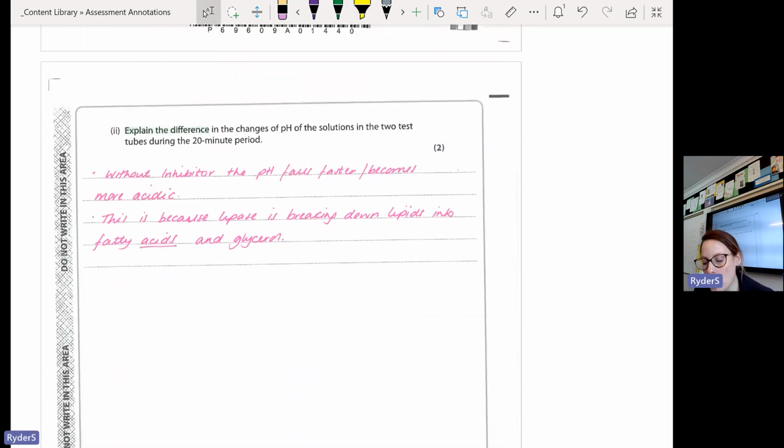Now, explain the difference. So why do I see this difference without inhibitor? You need to tell me what the difference is that you can see. Without the inhibitor, pH falls faster, or it becomes more acidic. That is your 1 marking point. And then you have to tell me why.